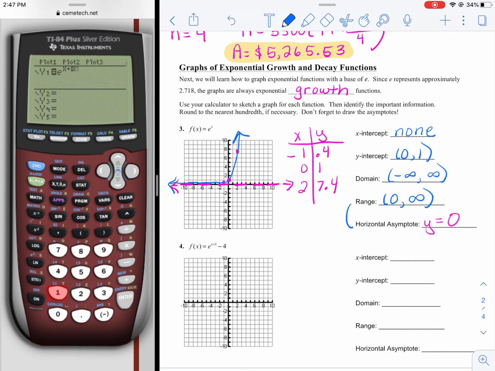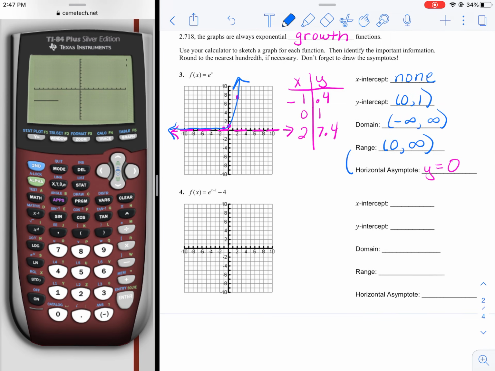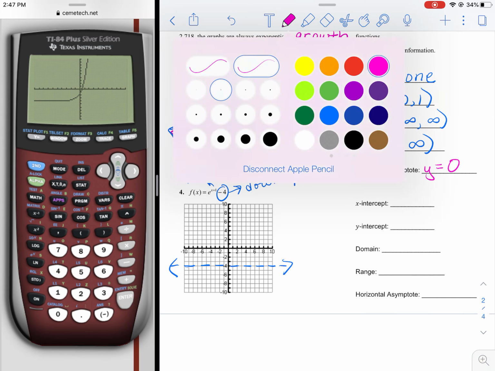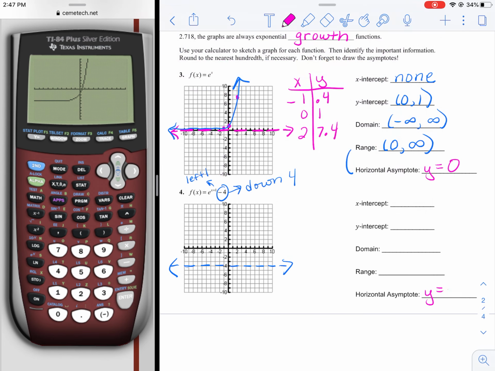All right, so the last problem, we're going to do a couple transformations here. We're going to add 1 to the exponent, and we're going to subtract 4 after the exponent. And what you're going to notice, this graph moves left 1. That's not super obvious by looking at it, but it should be obvious that it gets moved down 4 because that horizontal asymptote goes down 4 with the graph. So you'll see that it flatlines not at 0, but at y equals negative 4. So that horizontal asymptote is y equals negative 4.